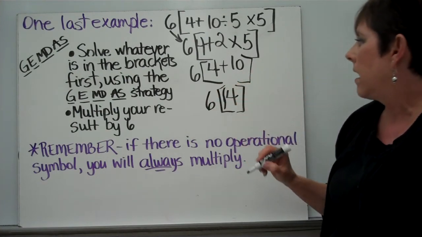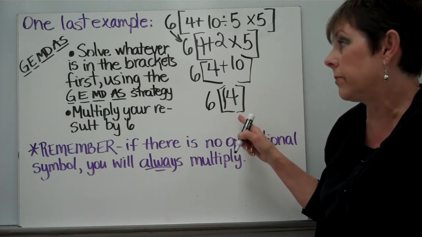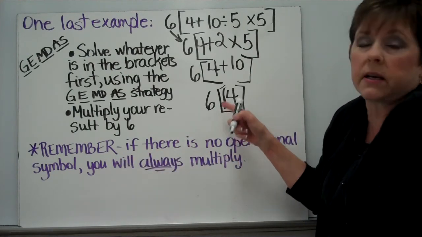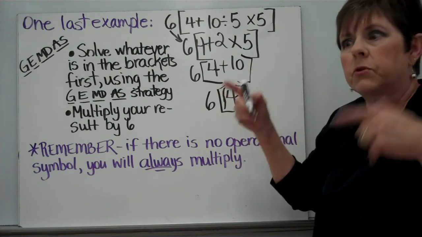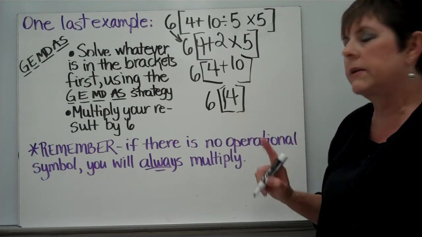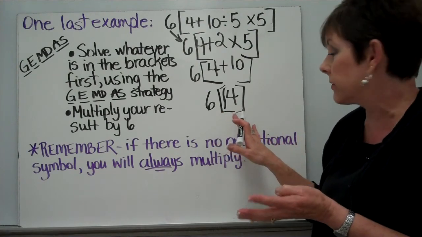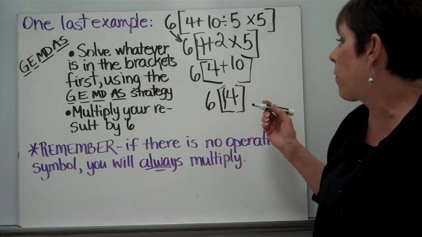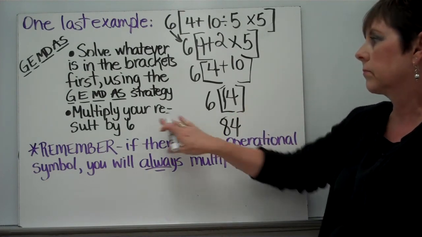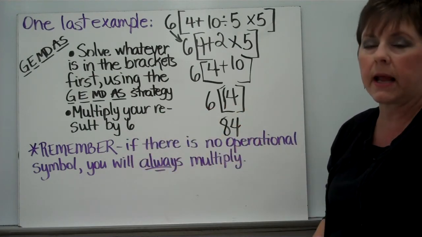Now you may say, uh-oh, I don't see any operational symbol here, so I don't know what I'm supposed to do. Remember, if there is no operational symbol, which there's not, it doesn't say plus, subtract, divide, multiply. It just has it right next to it. You will always multiply if there is no symbol. So here's one of those where you're going to multiply because there's no symbol. Well, 6 times 14, if you do the math, is 84. You multiply your result, which is 14, by 6, and we get 84.